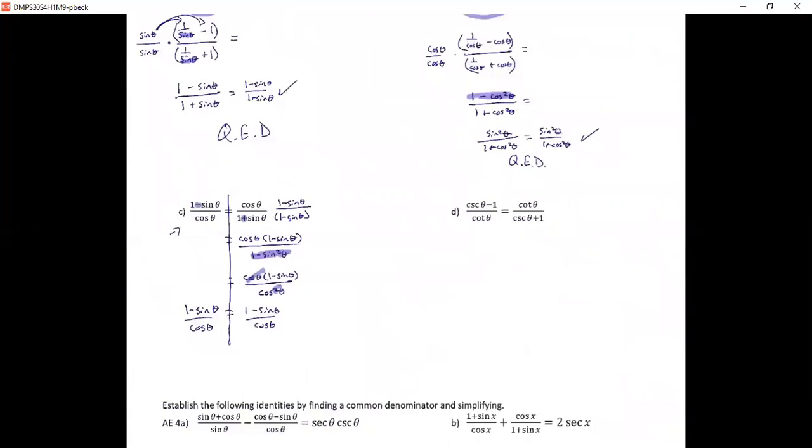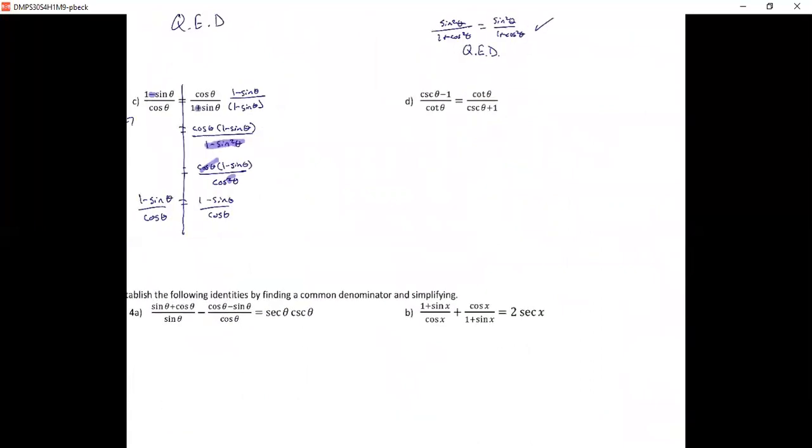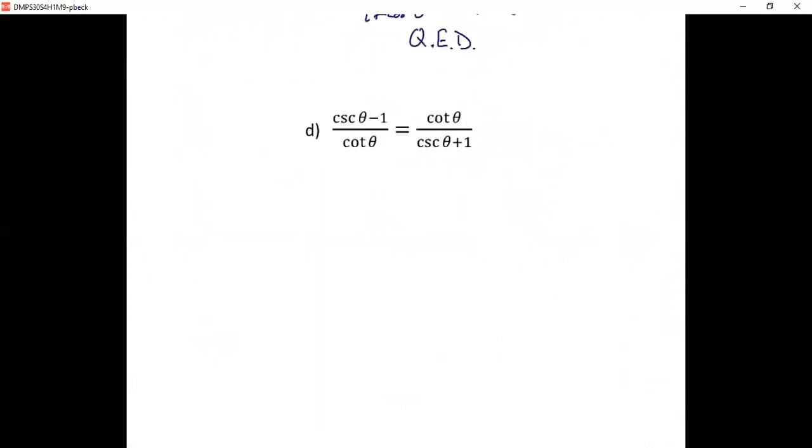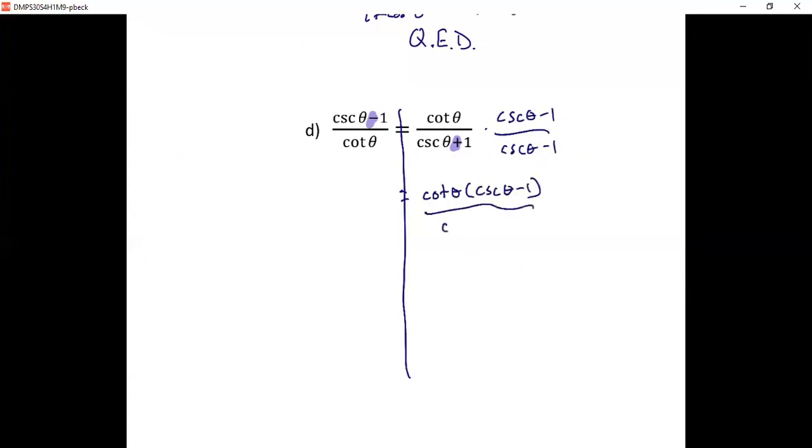Moving right along, we can work either on the left side for this problem or the right side. Notice again that I'm hinted at cosecant minus 1 and cosecant plus 1. So let's go ahead and work on the right side again. If we multiply by cosecant theta minus 1 over cosecant theta minus 1, my numerator is cotangent of theta times cosecant theta minus 1. My denominator is cosecant squared theta minus 1.